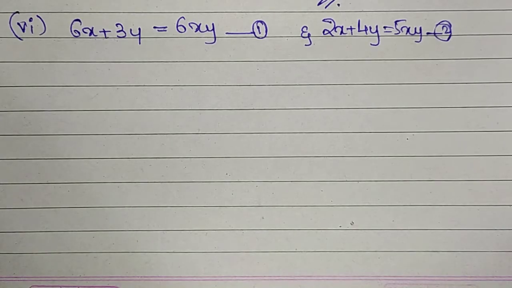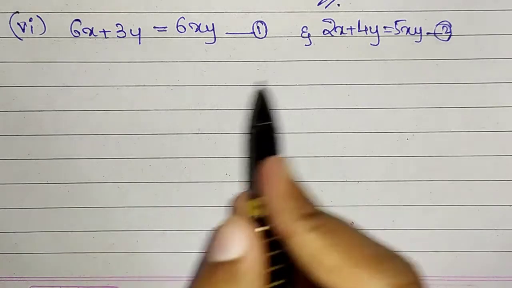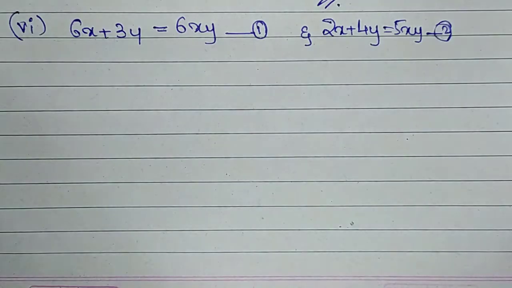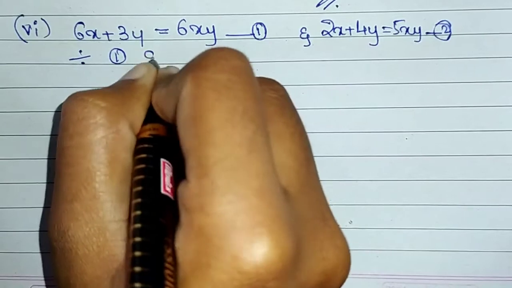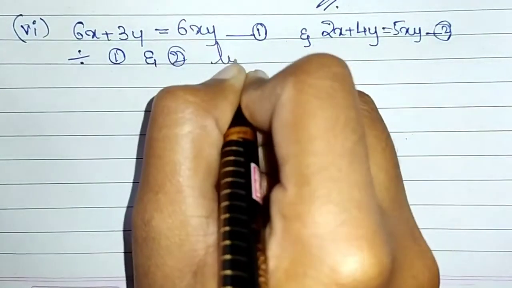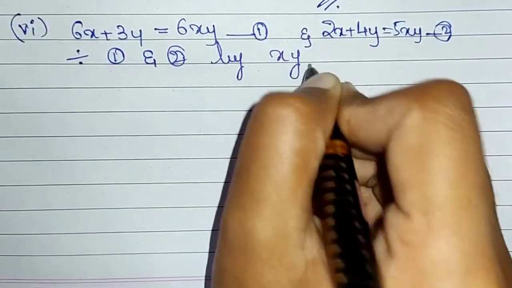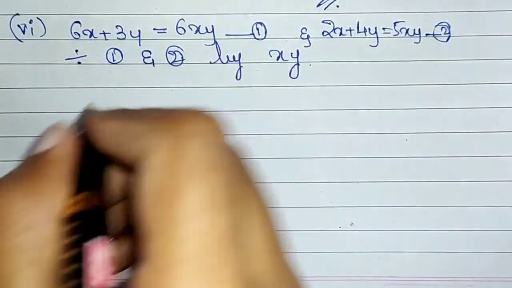So we have our two new sets of equations, that is the sixth sub question. 6x plus 3y is equal to 6xy and 2x plus 4y is equal to 5xy. These equations are of the form which we just solved in the fifth sub question. Here, divide 1 and 2 by xy. Divide whole equations by xy.